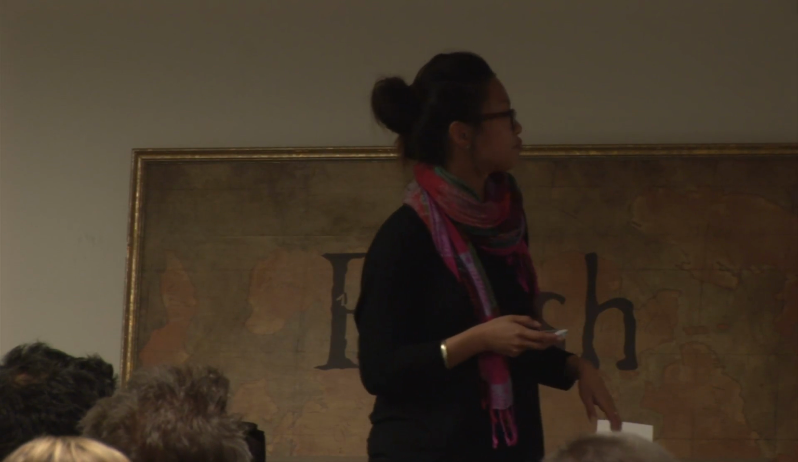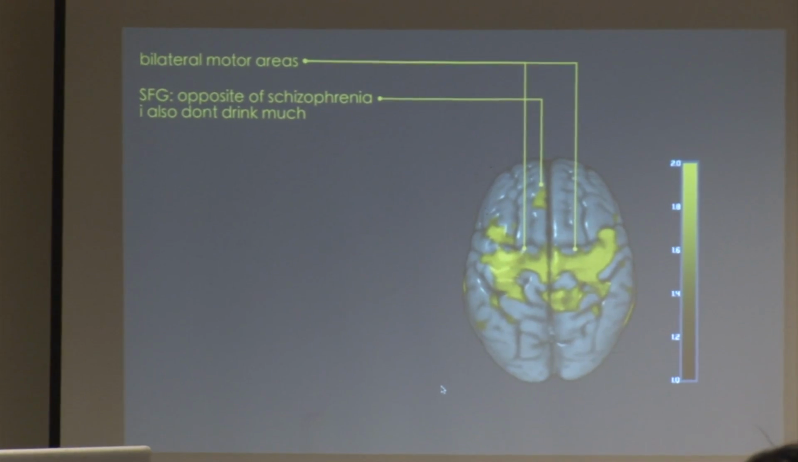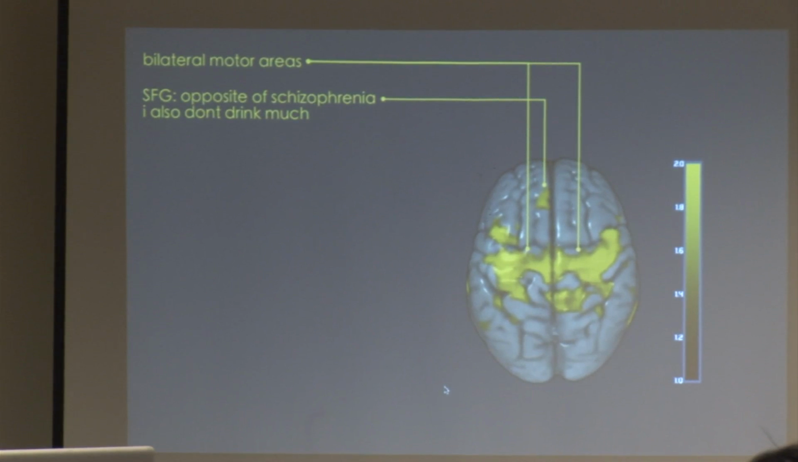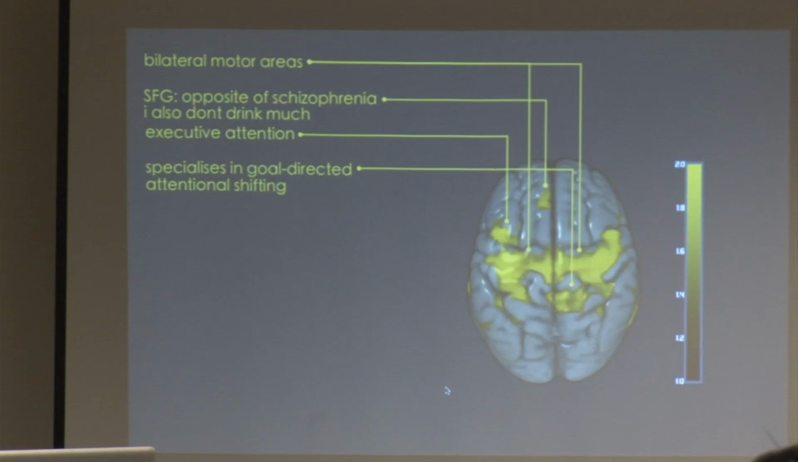So these are brain areas. My motor areas are pretty good. My superior frontal gyrus is the opposite of schizophrenia. Schizophrenics have decreased gray matter volume in that area. And people who drink a lot also show a little bit of decreased superior frontal gyrus volume. So I don't drink much, and I don't know, maybe. My executive attention area is pretty good. So that's like switching tasks and calculations and things. And my selective attention is very good. So apparently I'm very attentive.